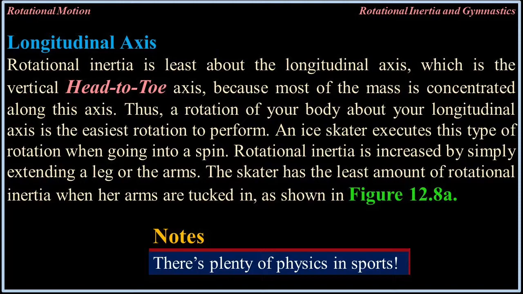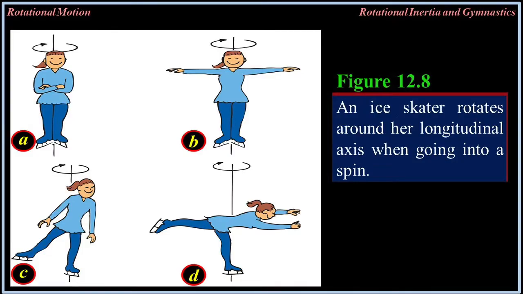An ice skater executes this type of rotation when going into a spin. Rotational inertia is increased by simply extending a leg or an arm. The skater has the least amount of rotational inertia when her arms are tucked in, as shown in figure 12.8a. Note, there's plenty of physics in sports. Figure 12.8, an ice skater rotates around her longitudinal axis when going into a spin.